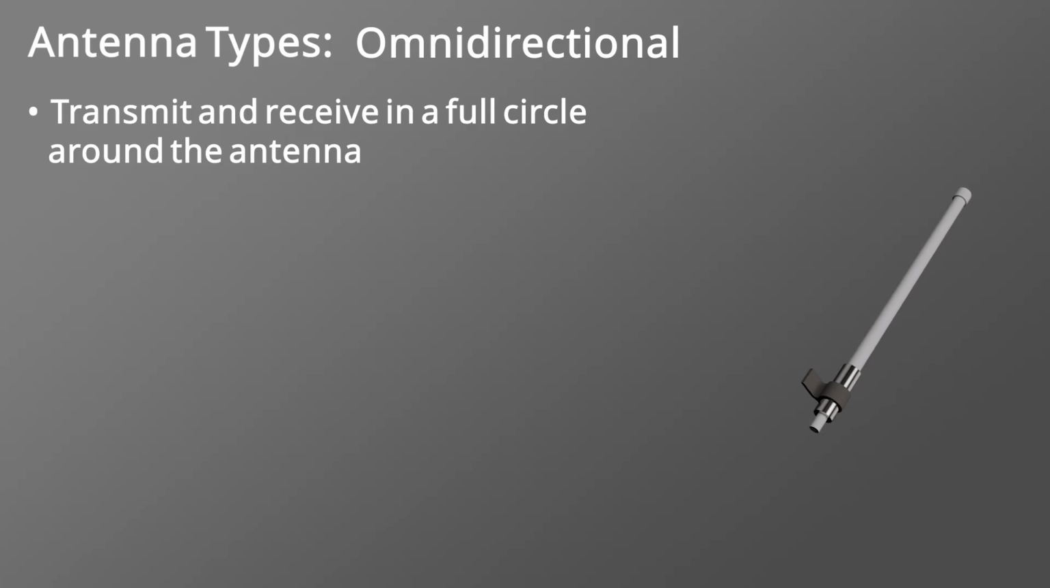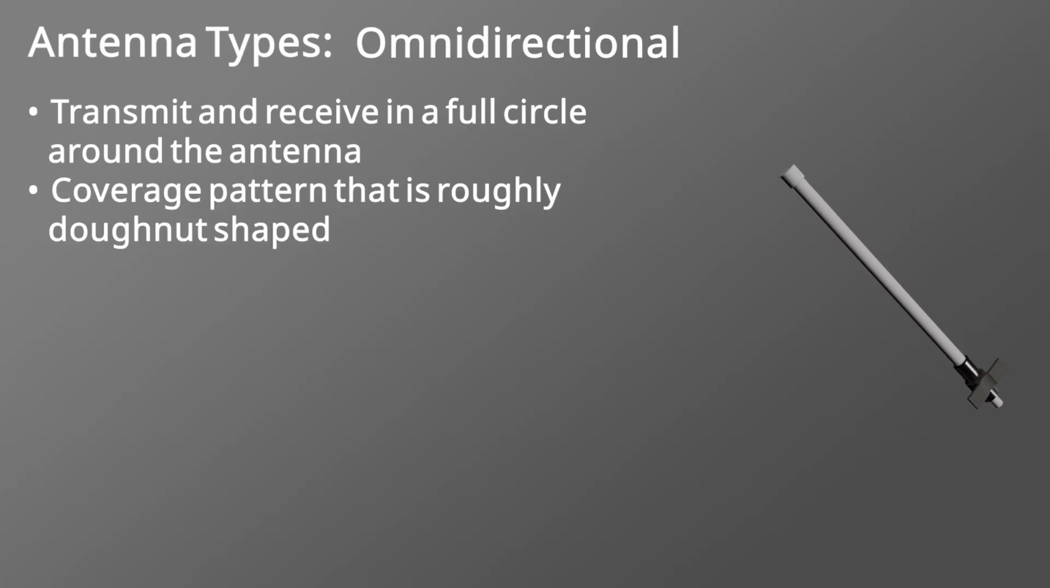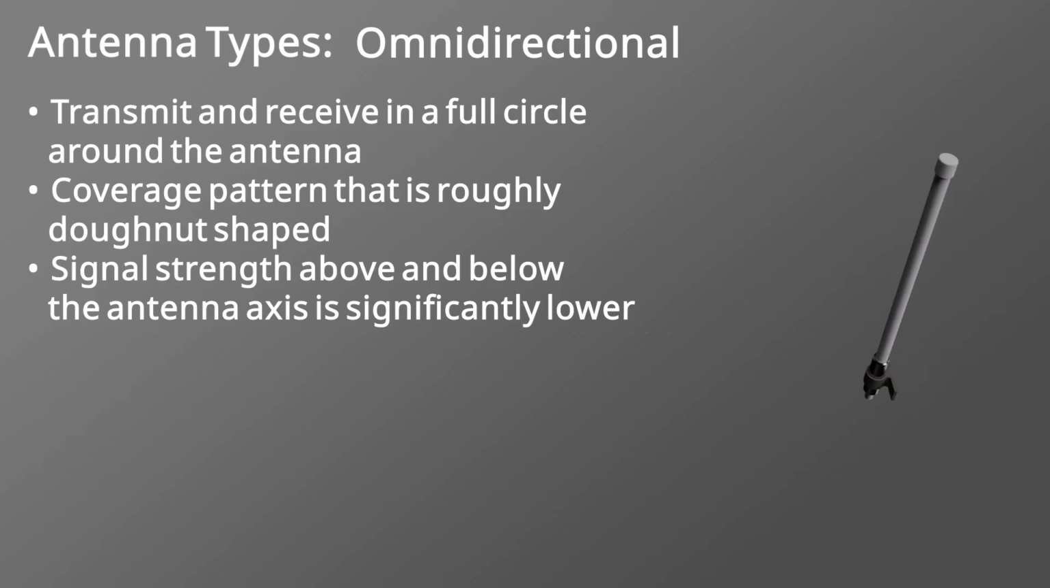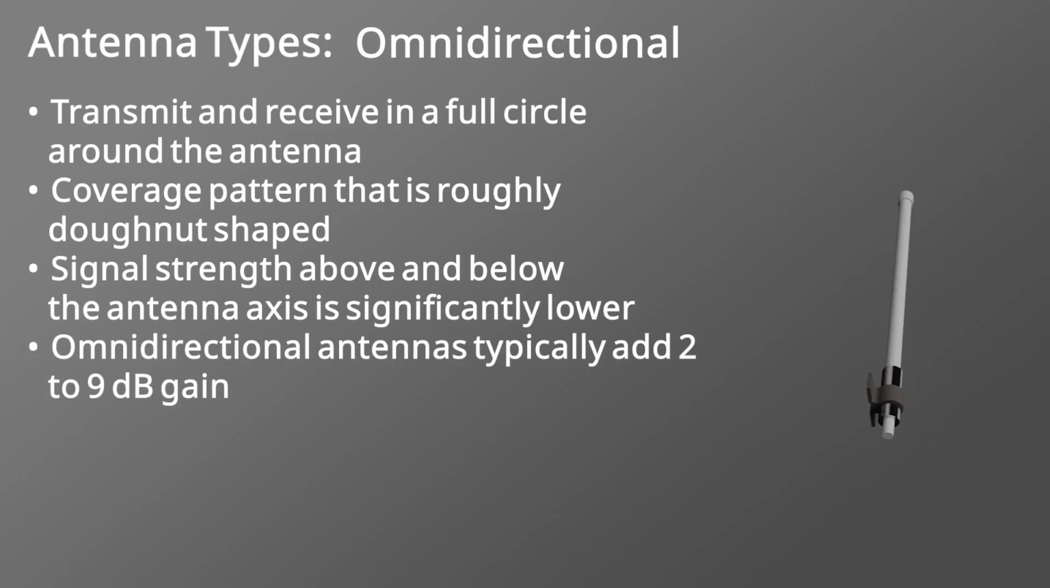Omnidirectional antennas transmit and receive in a full circle around the antenna, with a coverage pattern that is roughly donut-shaped. Signal strength above and below the antenna axis is significantly lower. Omnidirectional antennas typically add 2 to 9 decibels gain.